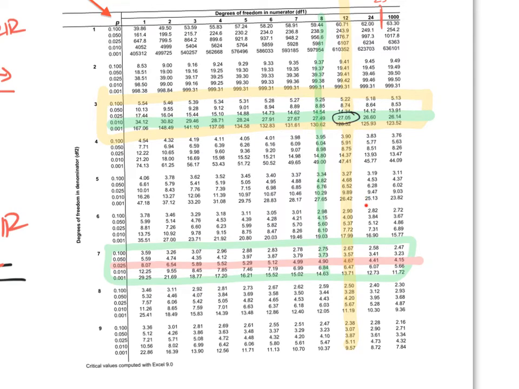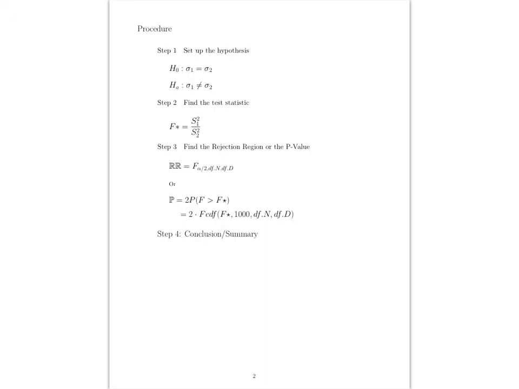24, which is this one. 6 is in here, and then you're looking for 0.05. So the only part where they intersect is this one, which is 3.84. All right, so now that you know how to read the table, then you can do the hypothesis testing.